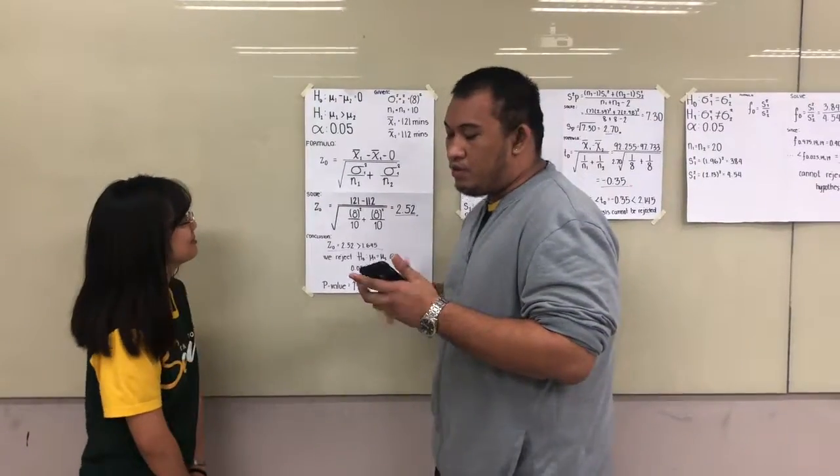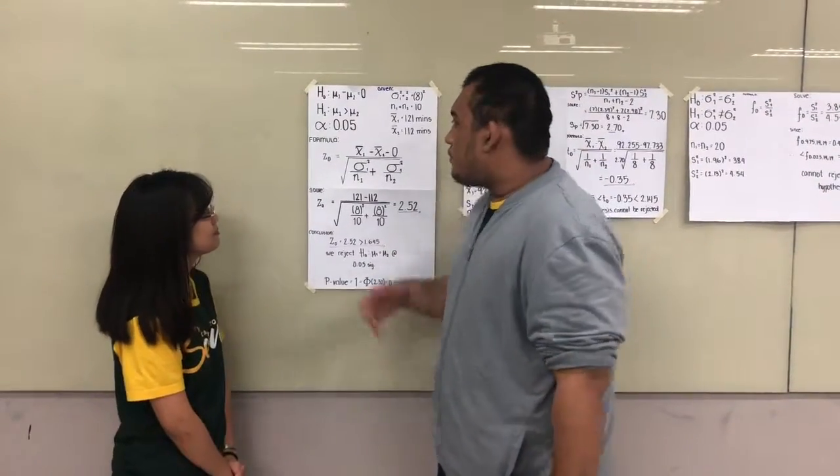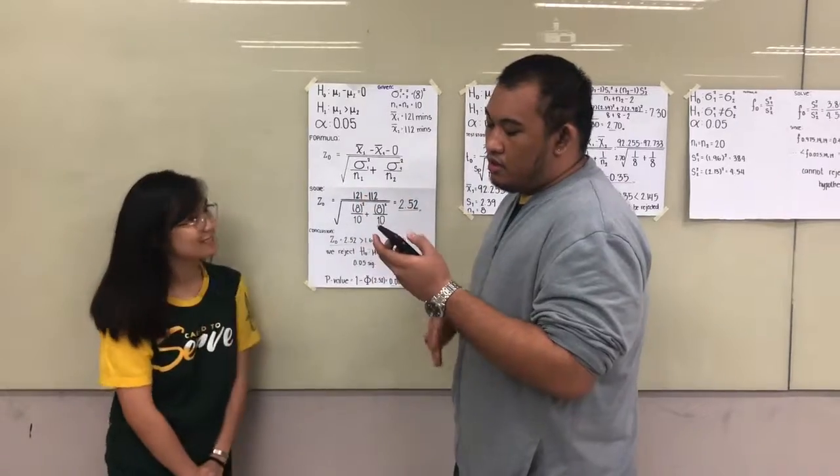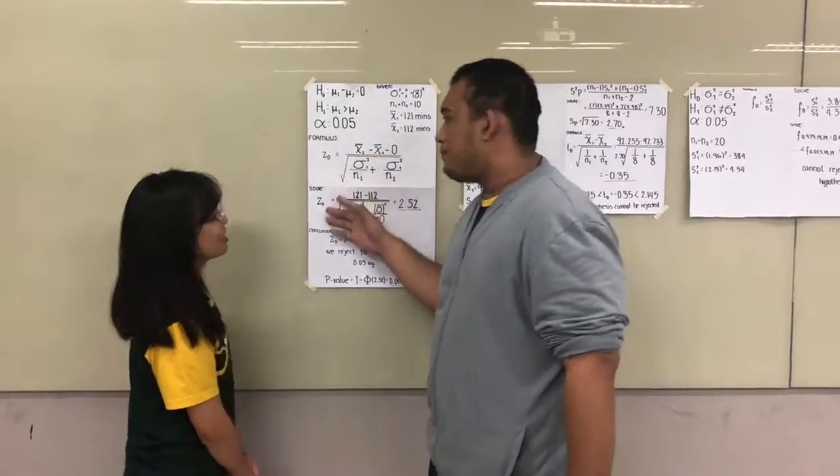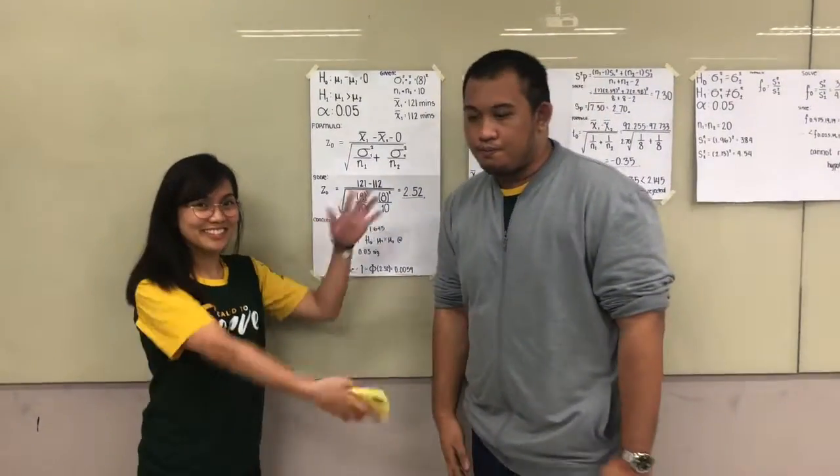For the second step, we choose the level of significance. For this problem, the chosen significance is 0.05. So this is our problem.